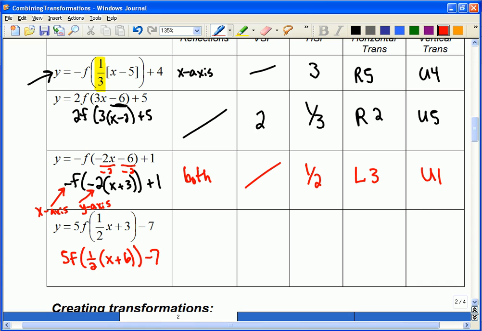Most of the math that you're doing in this unit is pretty simple: add, subtract, multiply, divide. But it's careless mistakes that people usually get caught in. So be careful, that should be x plus 6. There's no reflection happening. The vertical stretch factor is 5. What's the horizontal stretch factor? Yeah, 2. It's double. And I'm going to go 6 to the left and down 7.